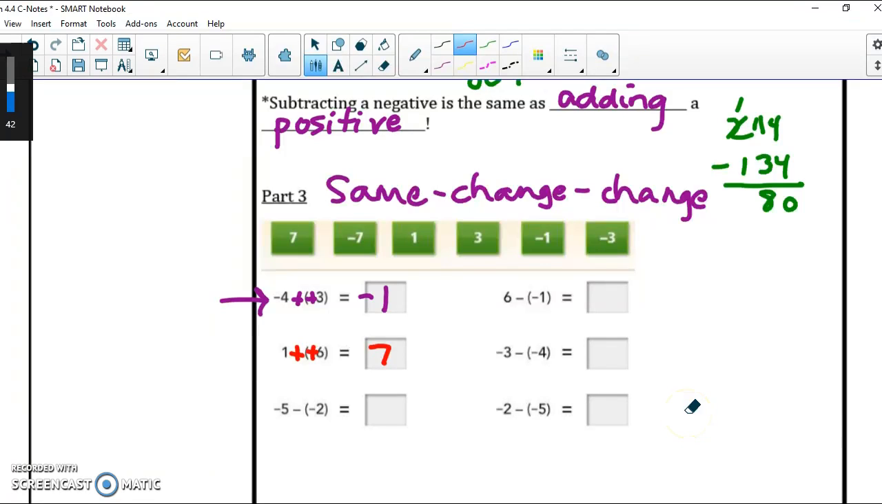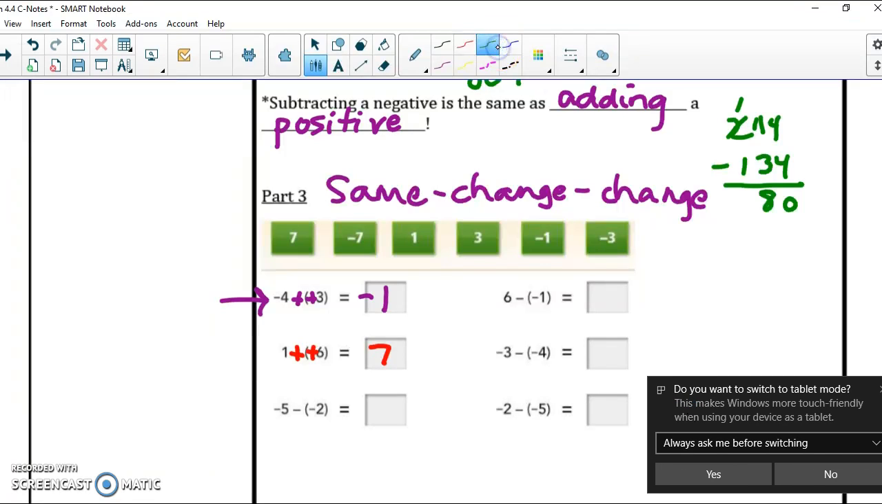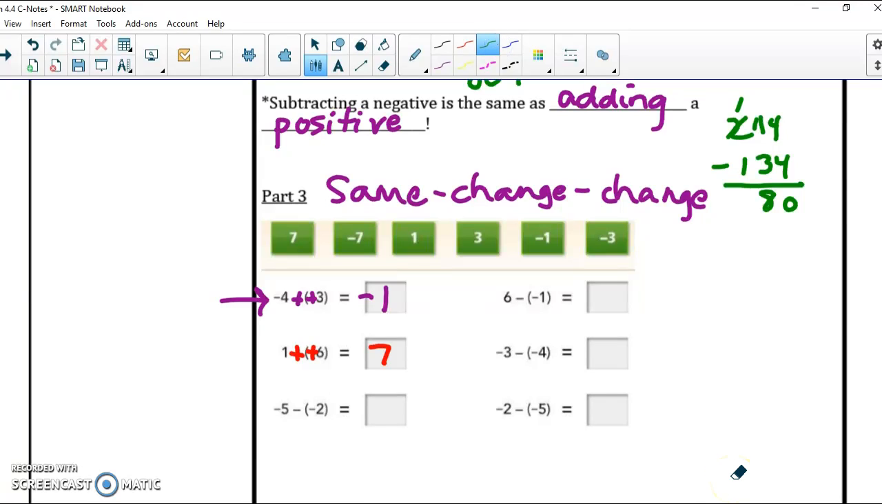Hopefully you had a chance to try these out and see how you did. So let's do them together and you can check your answers. I'm going to again use same, change, change. So I keep the first sign the same and I'm going to change the next two. So both minuses or negatives become a plus, and you might be discovering that a minus sign and a negative sign are the same thing. They have the same function.